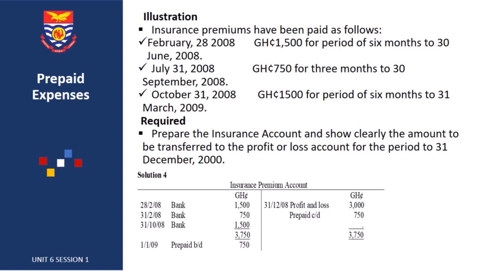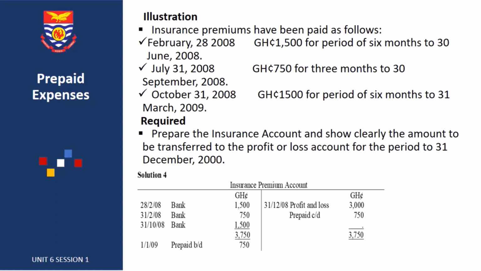But realize that the 1,500 is for a period of 6 months, which is from October to March 2009. So it means that for the year 2008, half of the payment will relate to this year. So we will need to divide the 1,500 by 2, and so we'll have 750. So 750 does not belong to this year. It's rather belonging to 2009. And we'll classify that as the prepaid expense.